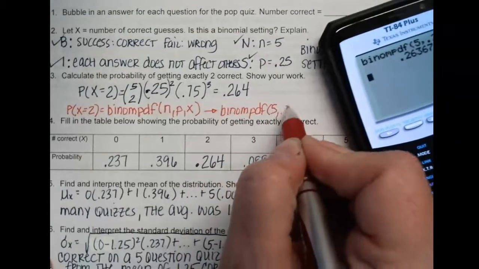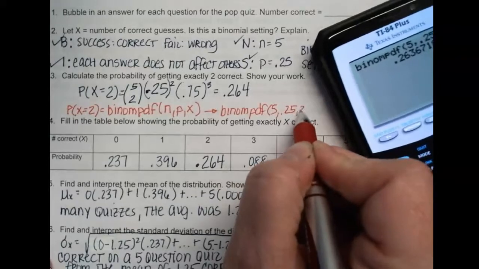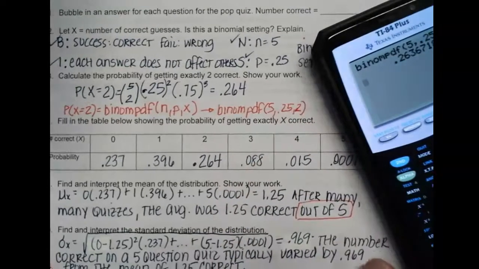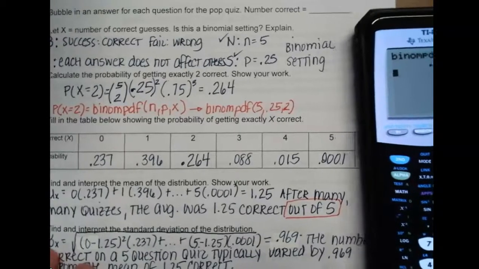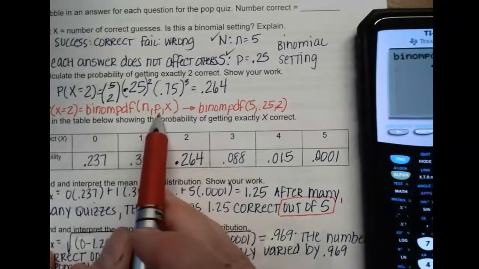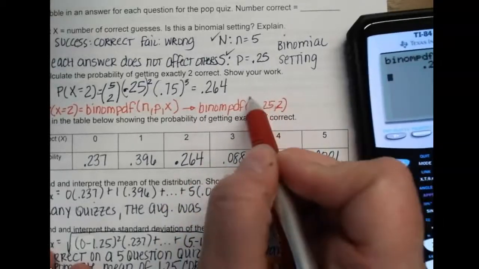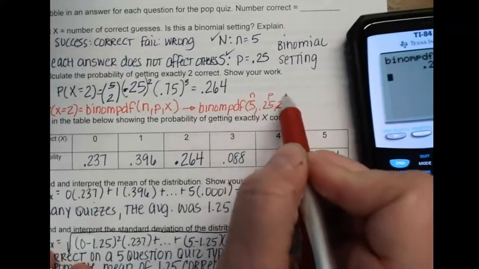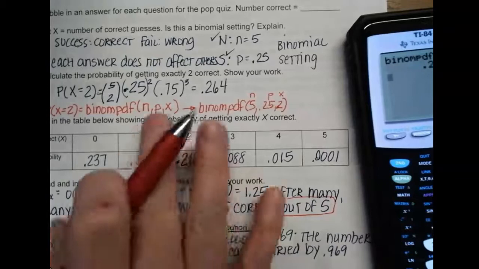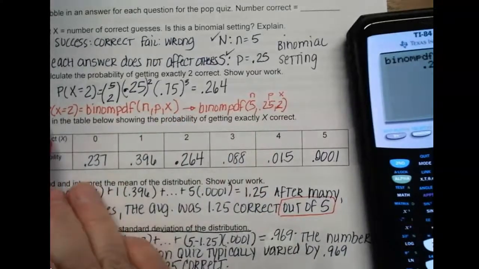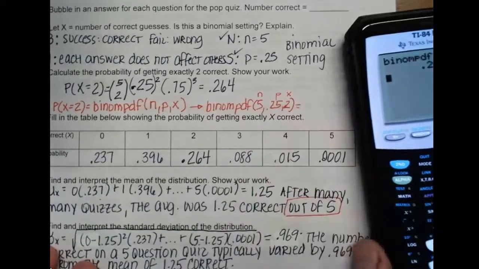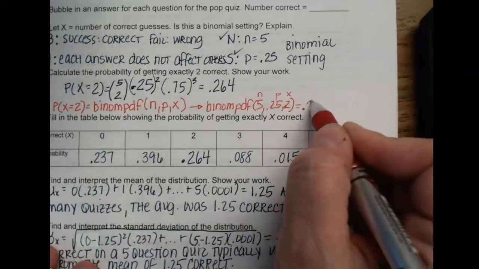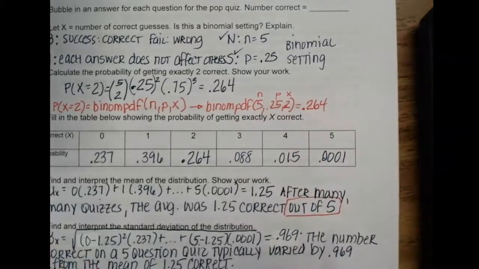So 5.25 and 2. You have to have all of your numbers plugged in and labeled with what they are. The other option is you can write this and write NPX over the top of it, and you can skip this first part, but you should still have the probability of X equaling 2. And that's going to equal 0.264. So you get the same answer, it just does it for you. Okay?